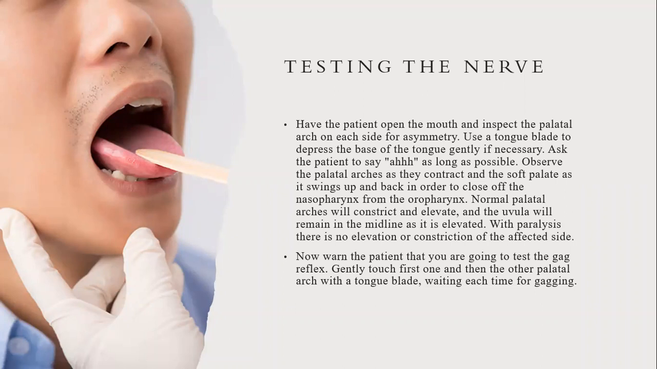If it is a normal palatal arch, it will constrict and elevate, and the uvula will remain in the midline as it's elevated. But if there is paralysis, then there is no elevation or constriction of the affected side. You'll next warn the patient that you're about to test their gag reflex, so you'll gently touch the palatal arch with the tongue blade, and you wait for them to gag.